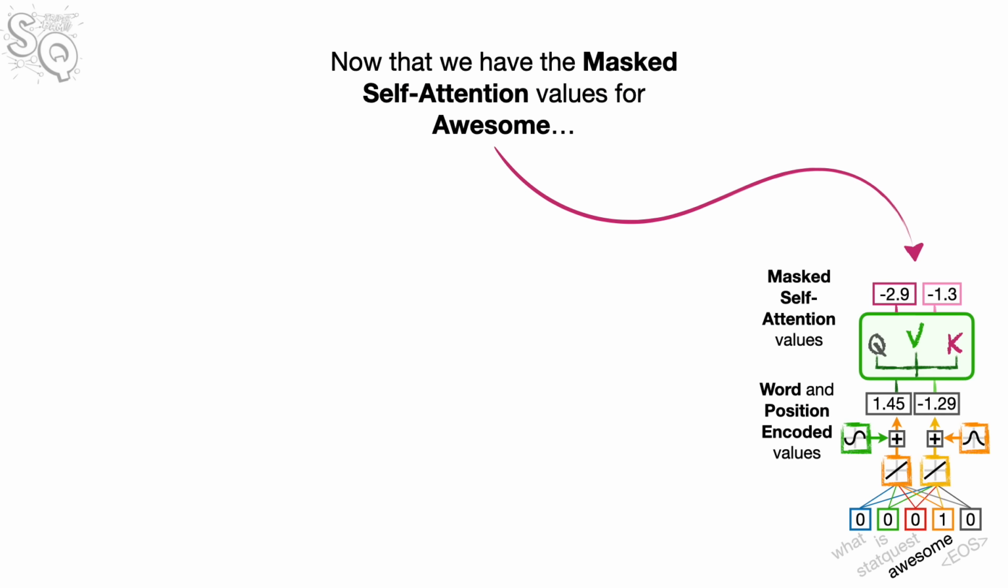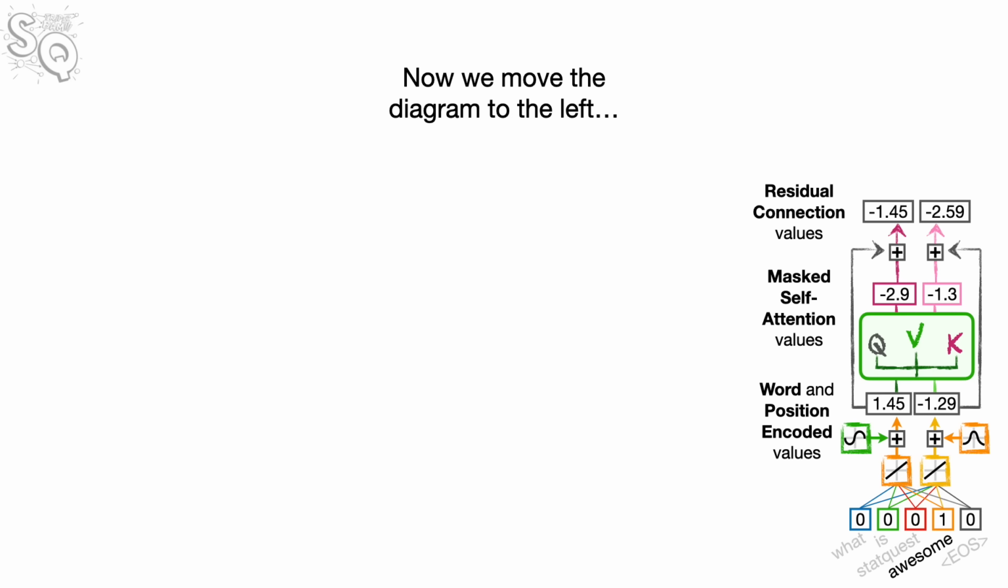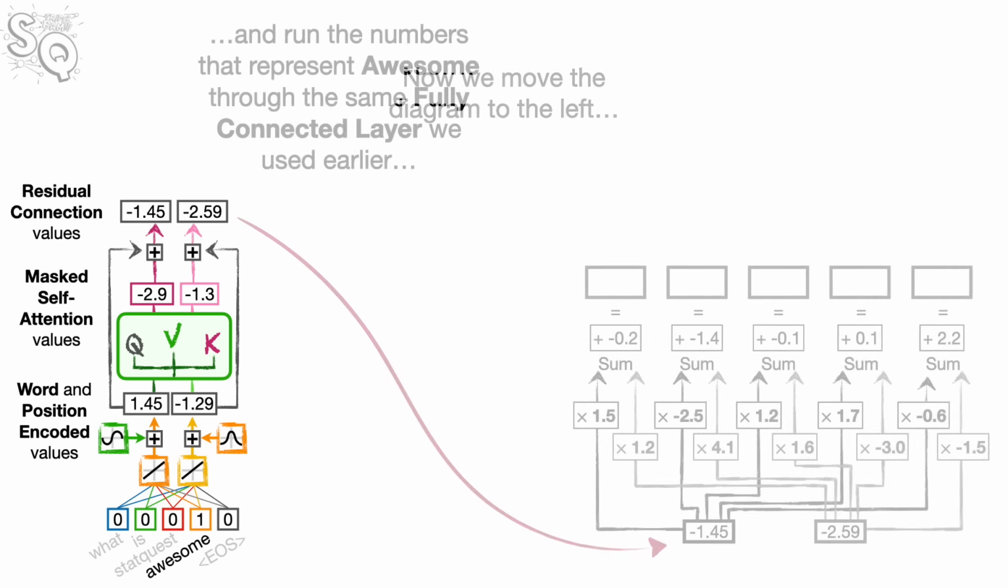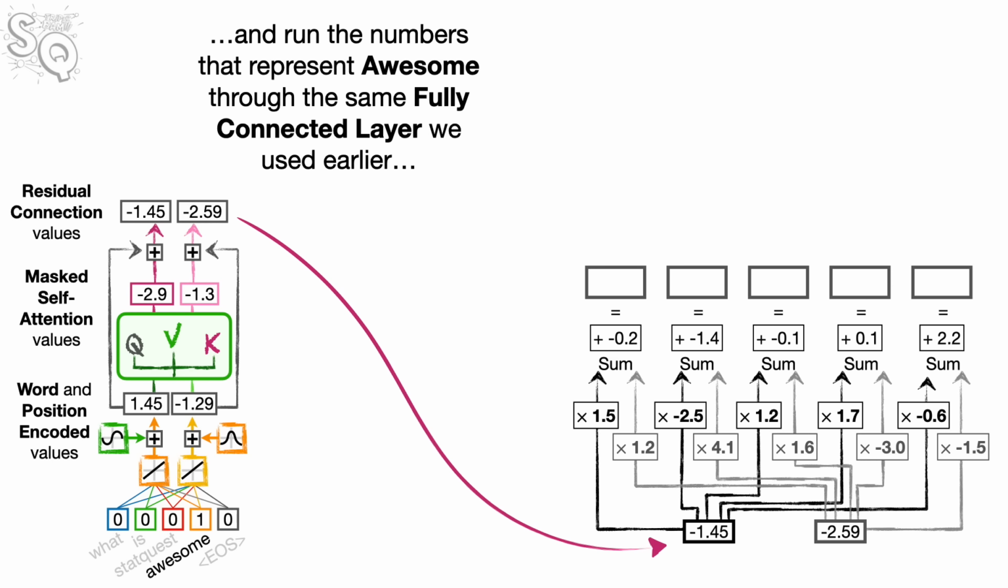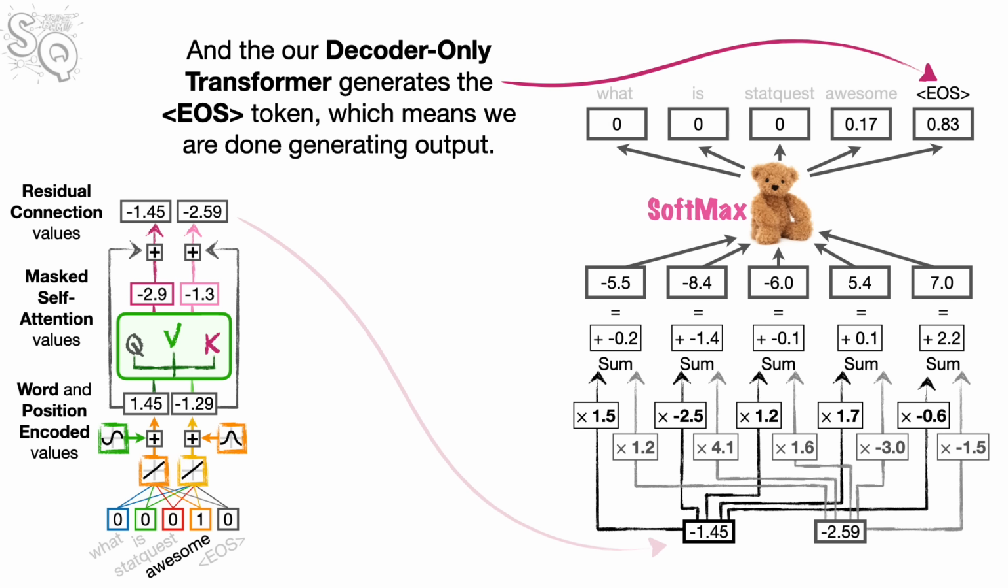Now that we have the masked self-attention values for awesome, we add the residual connections. Now we move the diagram to the left and run the numbers that represent awesome through the same fully connected layer we used earlier, and the same SoftMax function we used before. And our Decoder-Only Transformer generates the EOS token, which means we are done generating output.